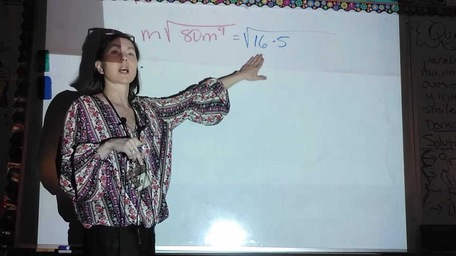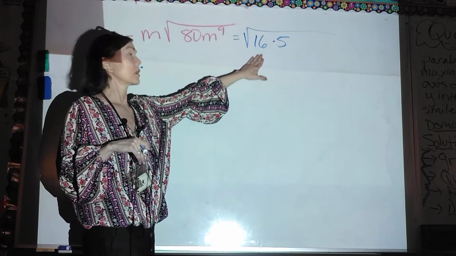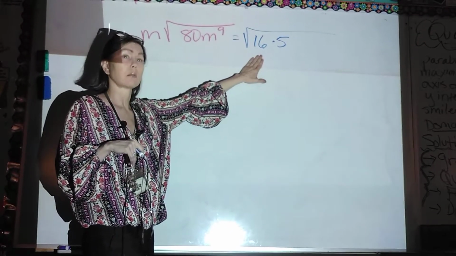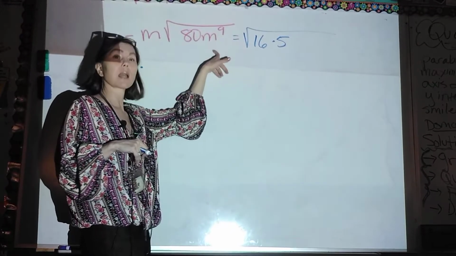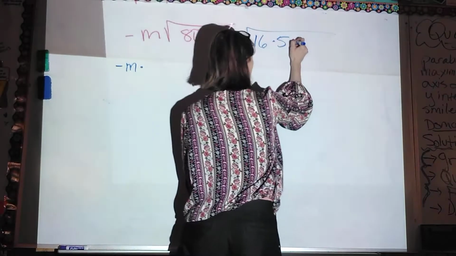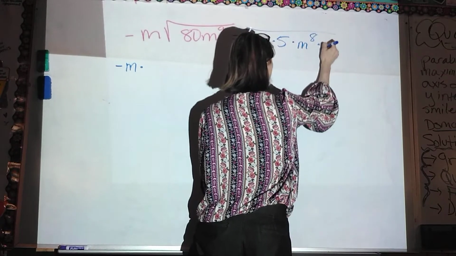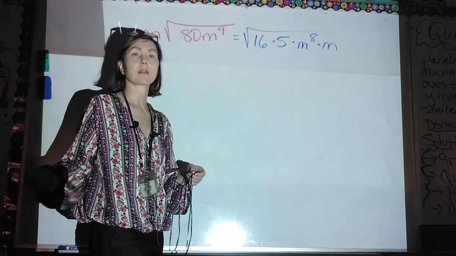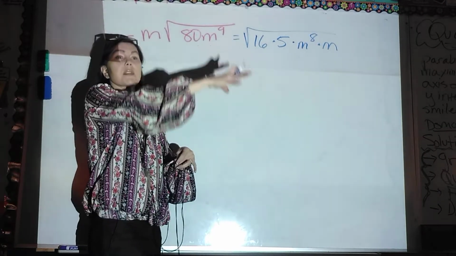Okay, so 16 is a perfect square. So we always use the highest perfect square that we can. Okay, and then what times what gives me m to the 9th? That's not a perfect square, so we have to put m to the 8th times m. Okay? Deal with the numbers, then the variables.